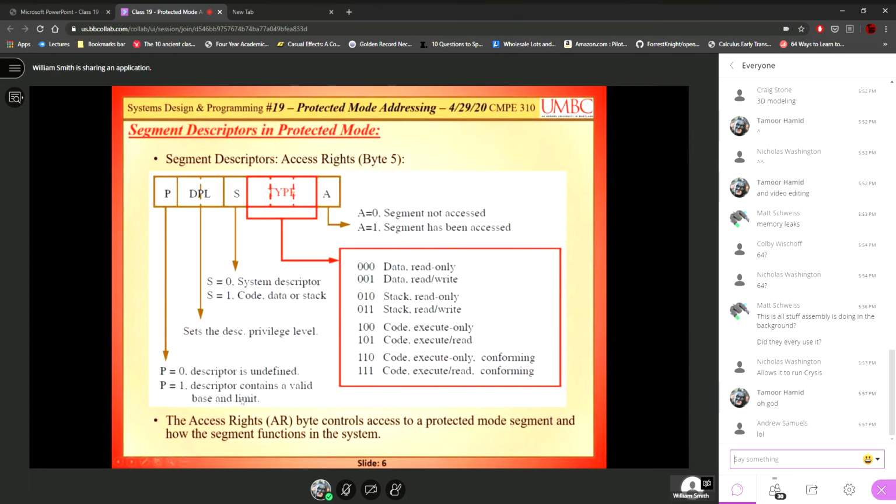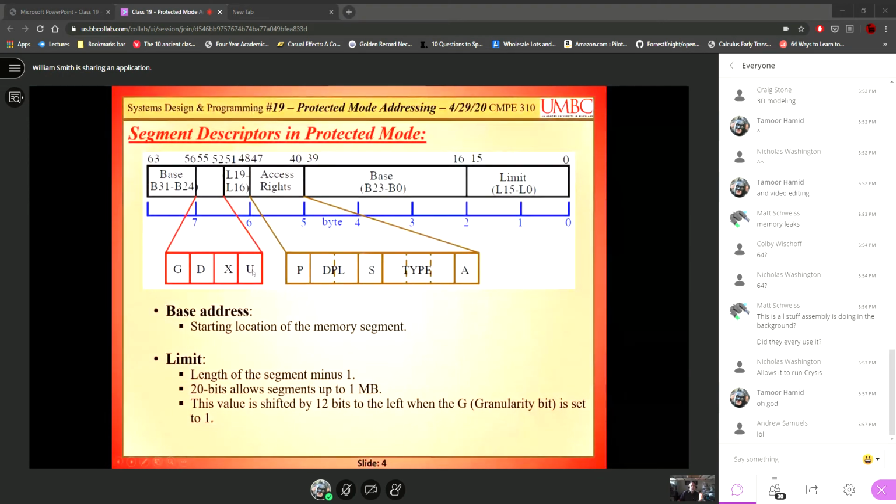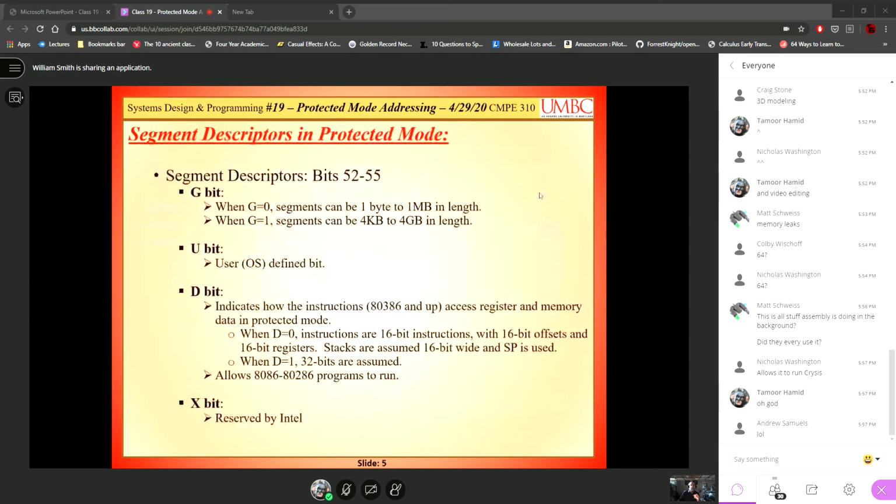The access rights byte controls access to the protected mode segment and how the segment functions in the system. So this is byte 5, the access rights, the 8 bits that sit here in byte number 5. And then byte number 6 contains the 4 new bits, completely unique, and then these additional L bits. Notice how the L bits 19 down to 16 tie in with the L bits 15 down to 0. That's probably your original 20-bit address field that you had in the 8086, but now we're starting to push into the 286 and higher with this sort of protected mode stuff.